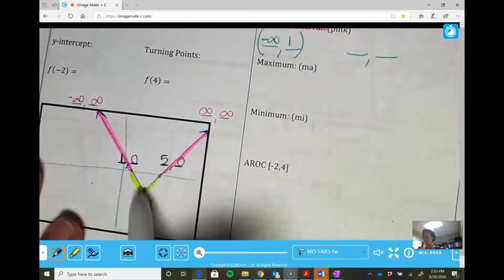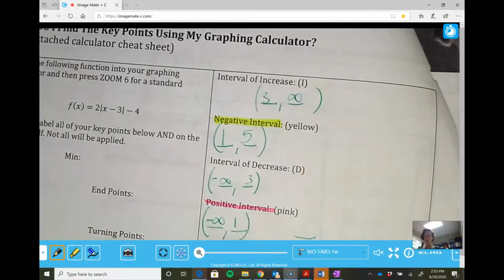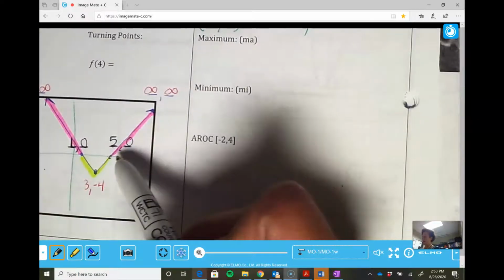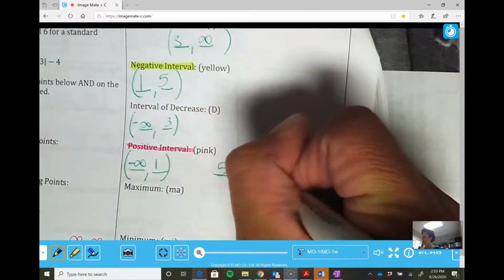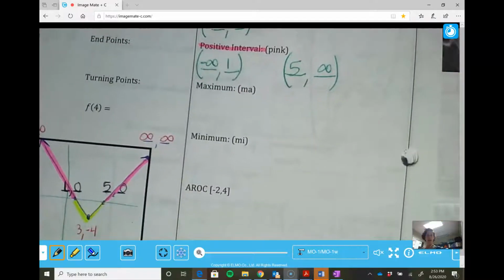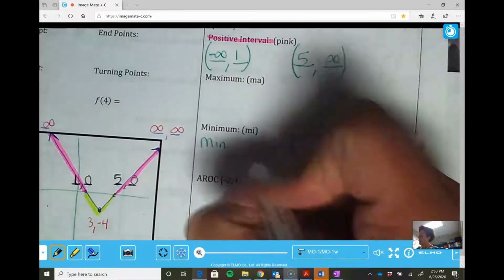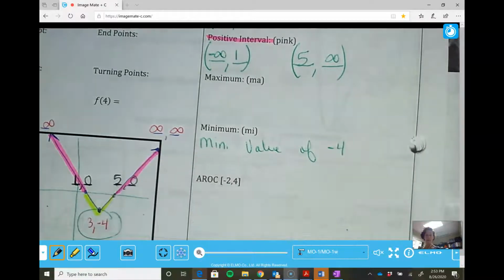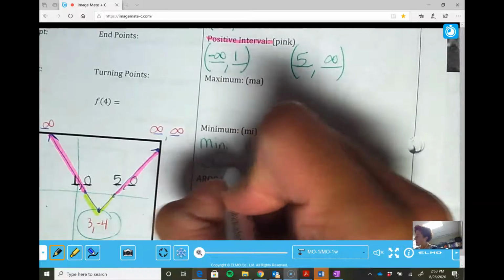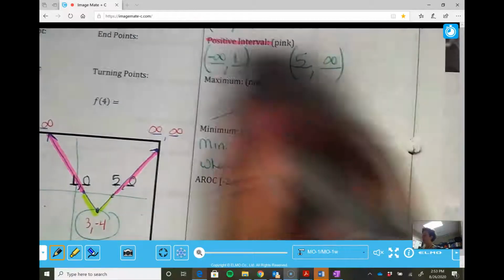And then now I'll do my negative, so it's going to start at 1 until I get to 5. Again, we use parentheses for the same reasons. And then I got my last positive from 5 to infinity. All right, so here it has a maximum, a minimum. I only have a minimum, so it's a minimum value of -4 because we're talking right here when x is 3. Something like that. You just cannot write the coordinates. So max isn't going to have an answer.